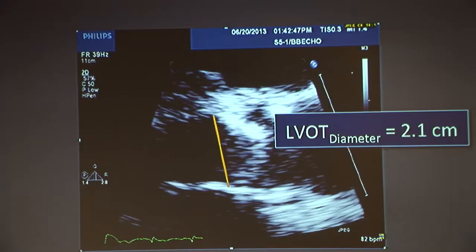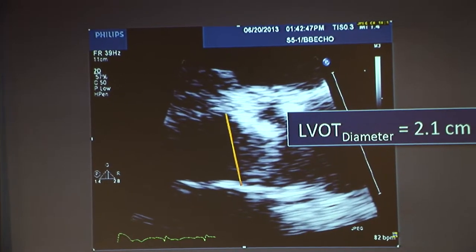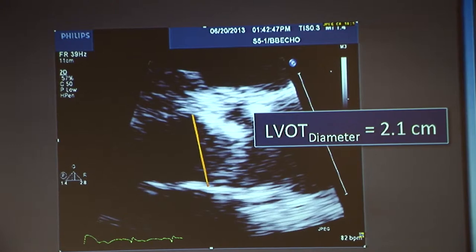We can freeze the picture. We can make a measurement. It's the LV outflow tract diameter. This is what we use for aortic valve calculations to look for aortic stenosis, measured at 2.1 centimeters. And then we can do transesophageal echo on this patient.